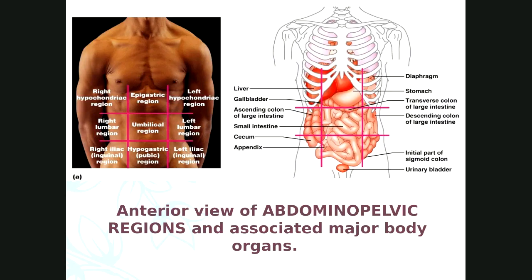So in your text, I know it calls it the hypogastric region. You'll also see it called as the pubic region, the iliac or the inguinal region. Okay, these are different names. Always refer to your lab manual in terms of what we're going to use.